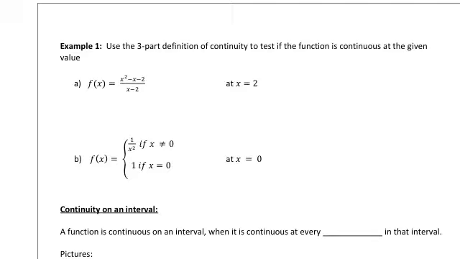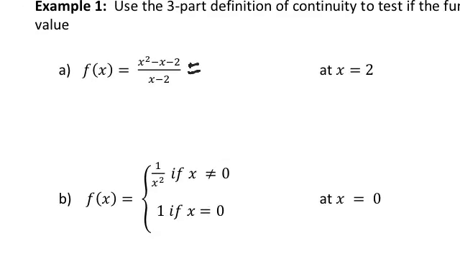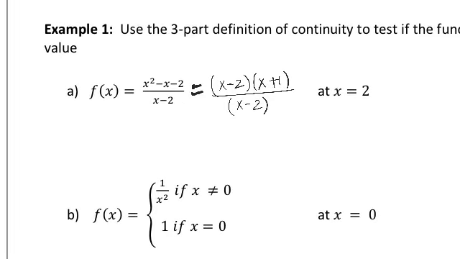Let's move on now to using the three-part definition of continuity to test if the function is continuous at the given value. You can look at problems like this one, f of x is equal to x squared minus x minus 2 over x minus 2. You can immediately see this is a rational function. We know from pre-calc that rational functions might have holes and might have asymptotes, therefore they might be discontinuous. We can figure out from pre-calc that this has a hole at x is equal to 2, and it has no asymptotes.